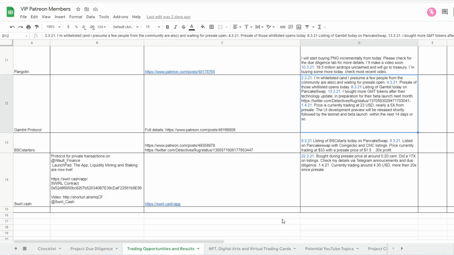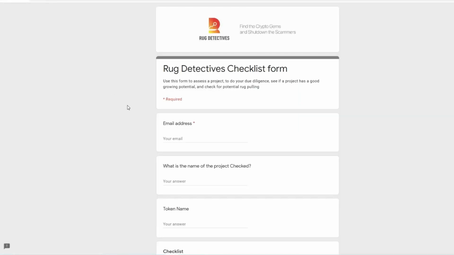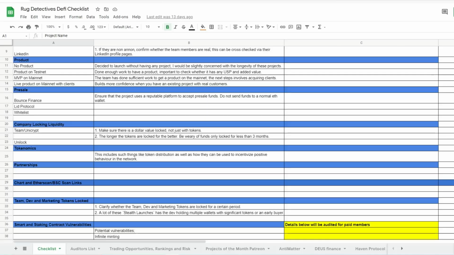We are obviously working on other projects behind the scenes. We did an AMA with what we believe is going to be an absolute banger. Let me say this again: banger, banger, banger. So we believe that this project is really going to blow. I can't really say too much. I've disclosed this to the community, so they're aware that the pre-sale will be taking place next Friday. People are going to find out about this very soon. So we're getting in right at the bottom as we do, utilizing the Rug Detectives checklist form and the spreadsheet, making sure that we have everything in place and good to go. So that's covered that session.